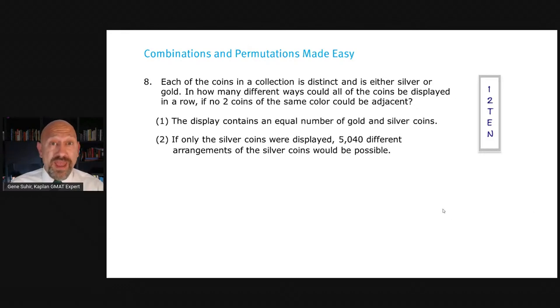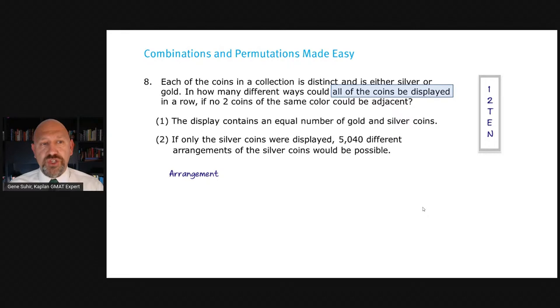Now, a little twist here that makes it a higher difficulty problem is that all the coins are going to be displayed. So it's not that out of a larger group, we're selecting a smaller subset and order matters. That would be permutation. It's all of the coins are going to be used and order matters. This brings us back to what we looked at the very beginning of the session. This would be an arrangement.